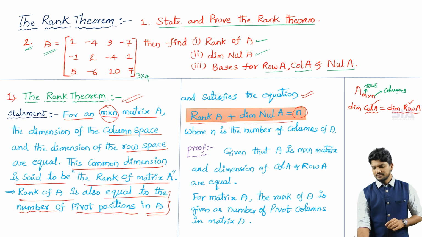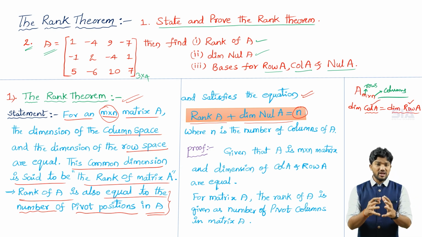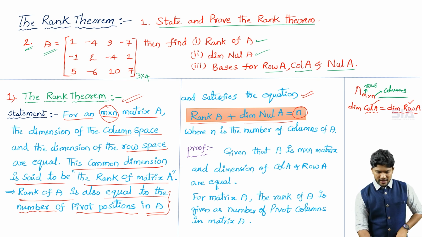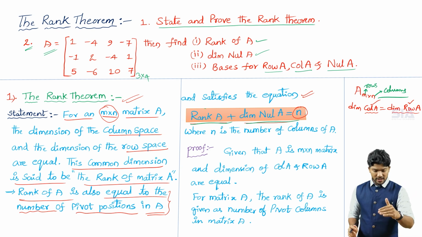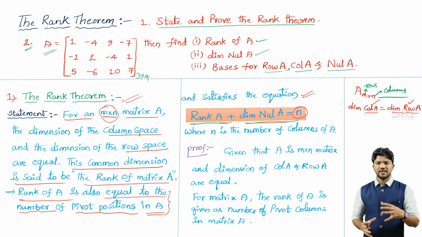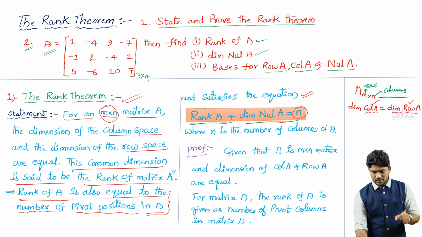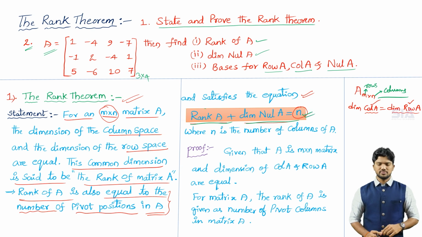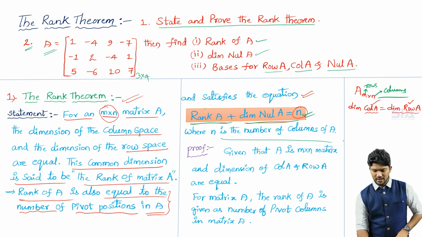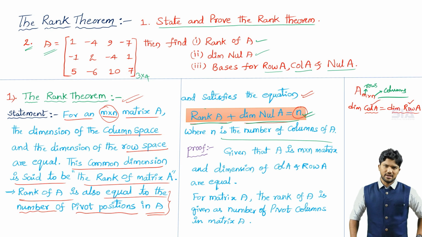Okay, so here the main equation of this rank theorem is rank of capital A plus dimension of null space of capital A equal to number of columns of capital A, where small n is the number of columns of capital A. So that is the statement of the rank theorem.